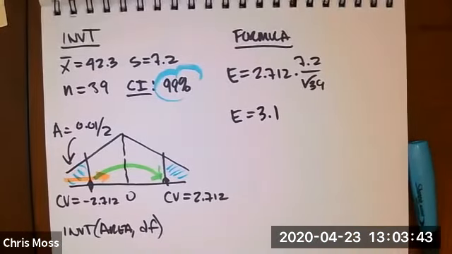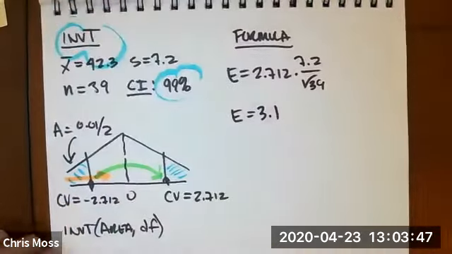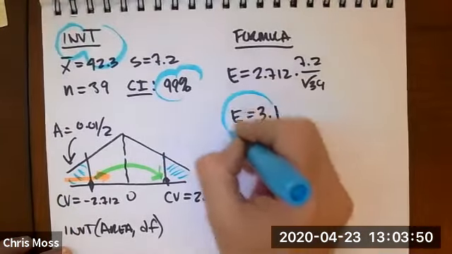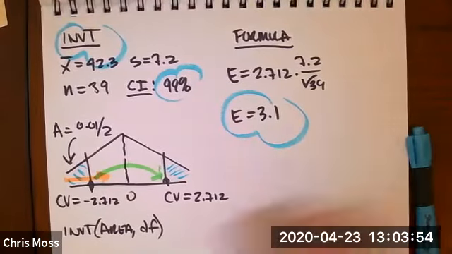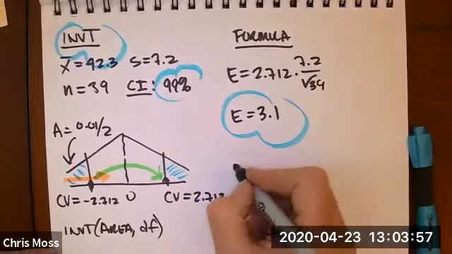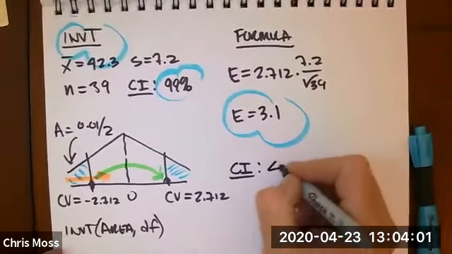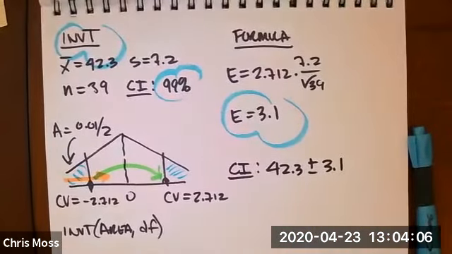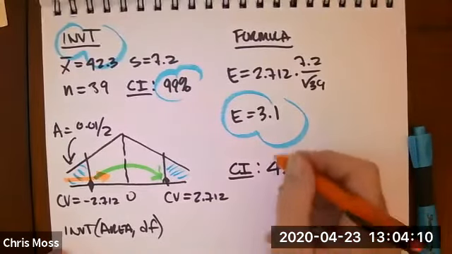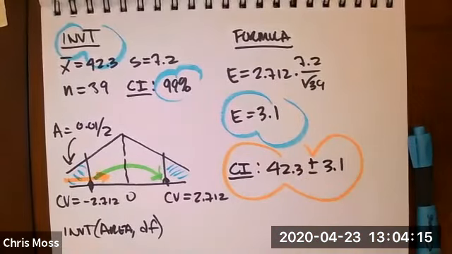All right, so if I'm going to use my inverse t built-in distribution, my margin of error here is 3.1. It's not part of the problem, but again, I'll finish up with the confidence interval. I've got the mean, 42.3 plus or minus 3.1. There is your confidence interval for this particular margin of error.